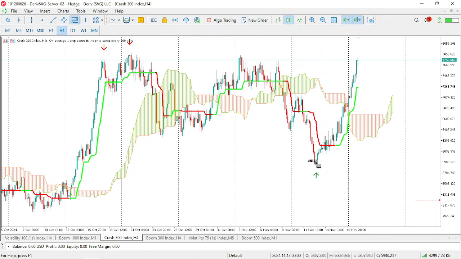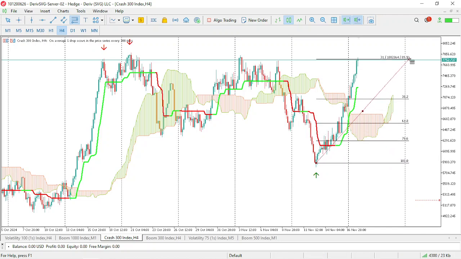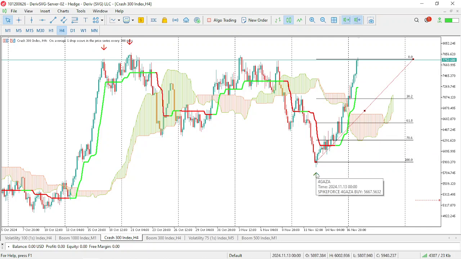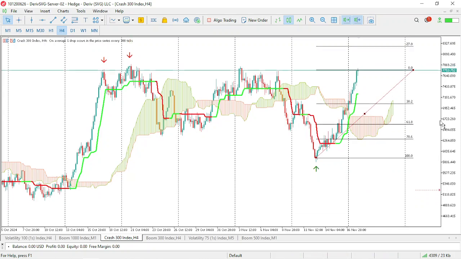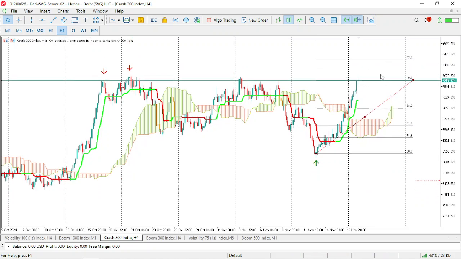So you take your fib from your A point to your B point, right? And your C point will be 61.8, 78.6, around these zones, right? Accommodating a stop loss maybe just here, to actually catch the move to go higher. But firstly, you need to obviously identify the trend.